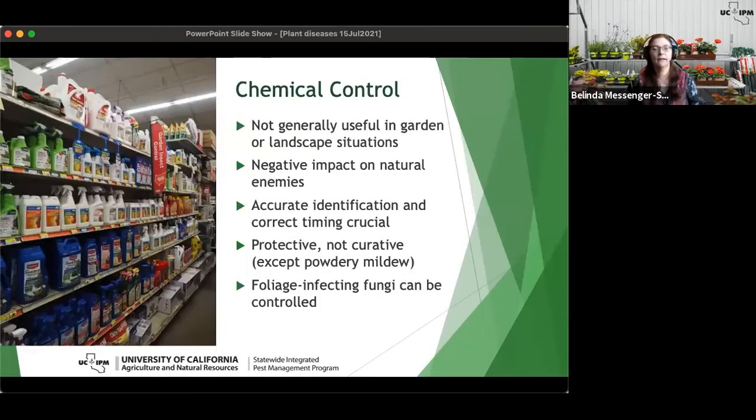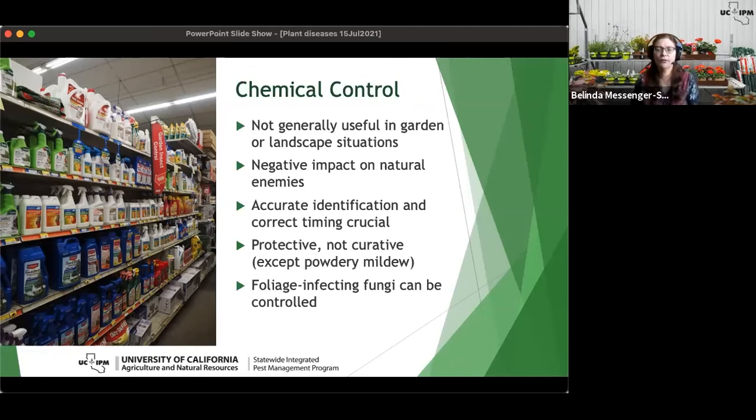Next, chemical control. It's not going to be very effective in most home garden or landscape situations. For one thing, pesticides can kill natural enemies, leading to an outbreak of pests. While those pests aren't plant diseases, you don't want to have to deal with insects or mites in addition to the plant disease. So in order for chemical disease control to work, you need to accurately identify the disease and apply the right pesticide at the right time. A broad spectrum pesticide isn't necessarily going to take care of the disease if you're not choosing the right one and you're not putting it down at the right time.